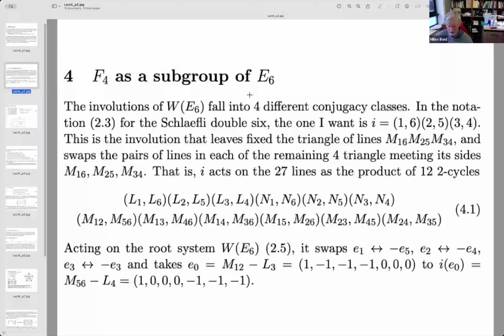So I'm looking at involution. So an involution is a group element of order 2. So it's like a mirror, like reflection in the mirror. So I want to take something in WE6, an element of the symmetry group of E6 of order 2, and I want to say that F4 is one of the fixed locuses of this symmetry.